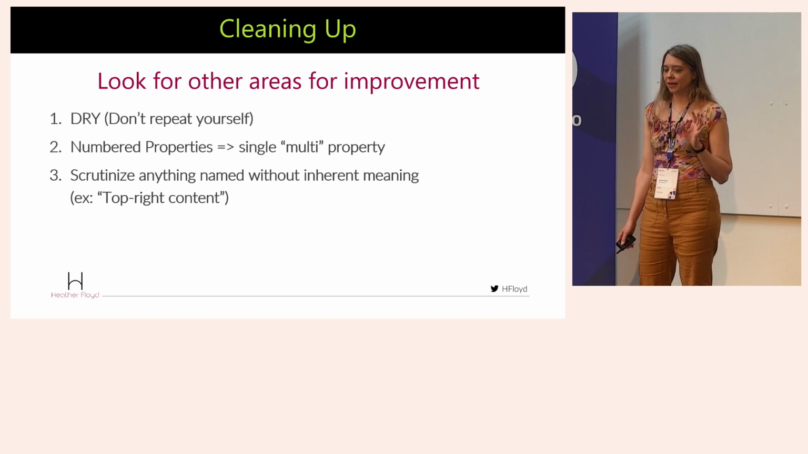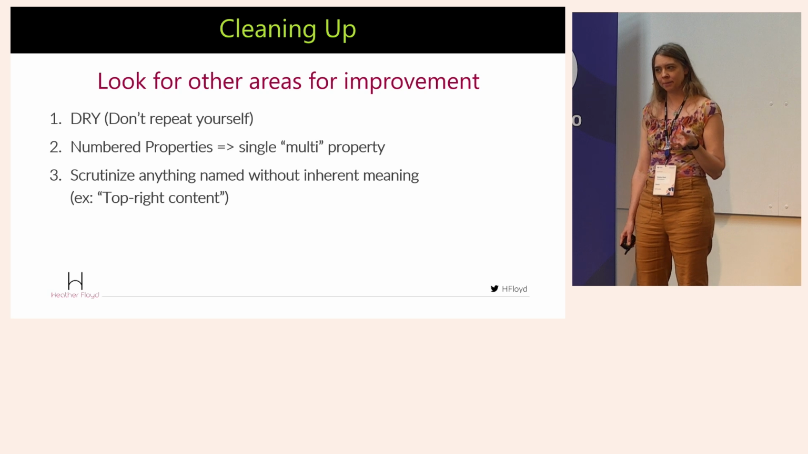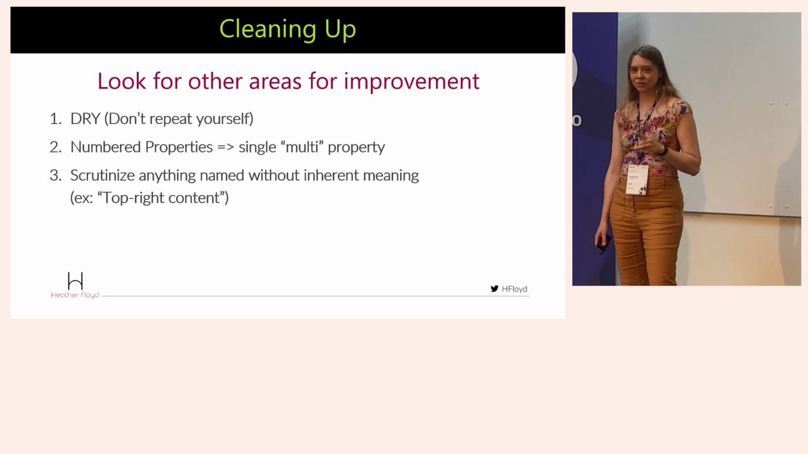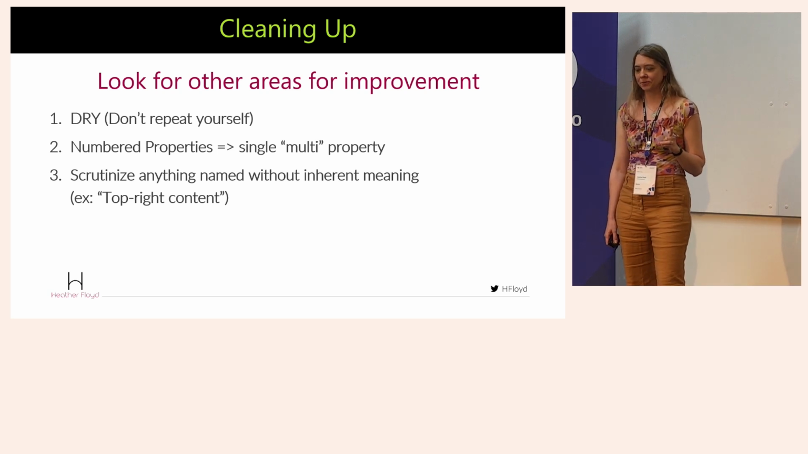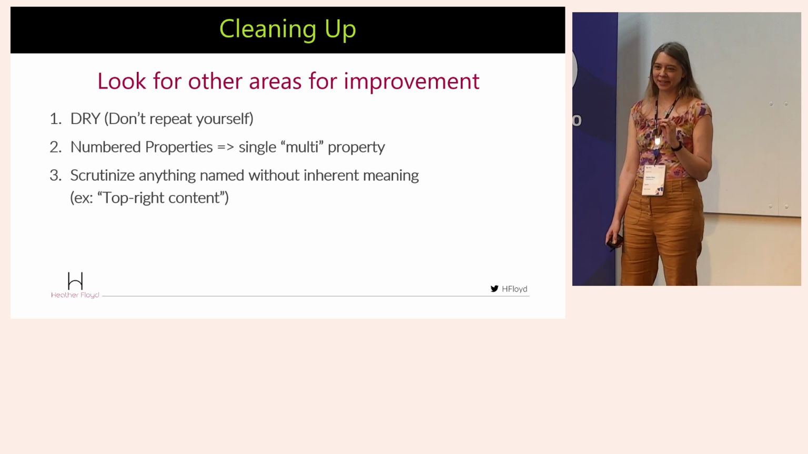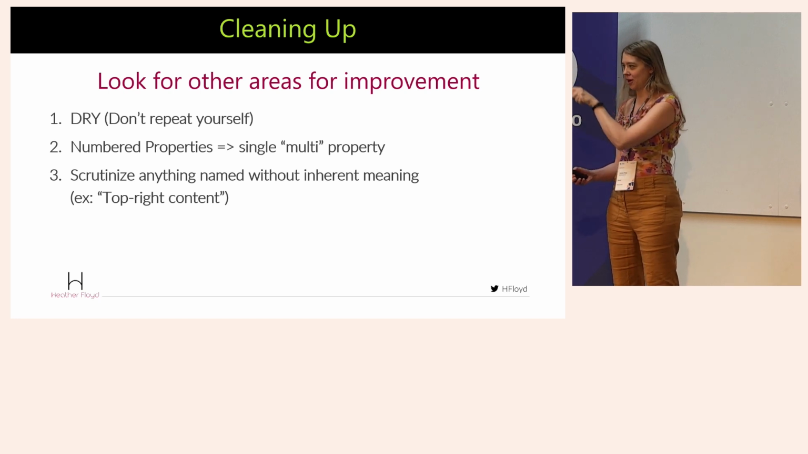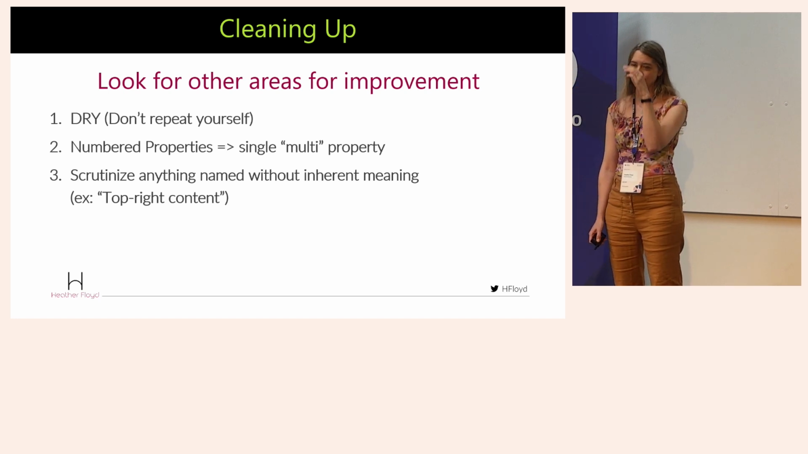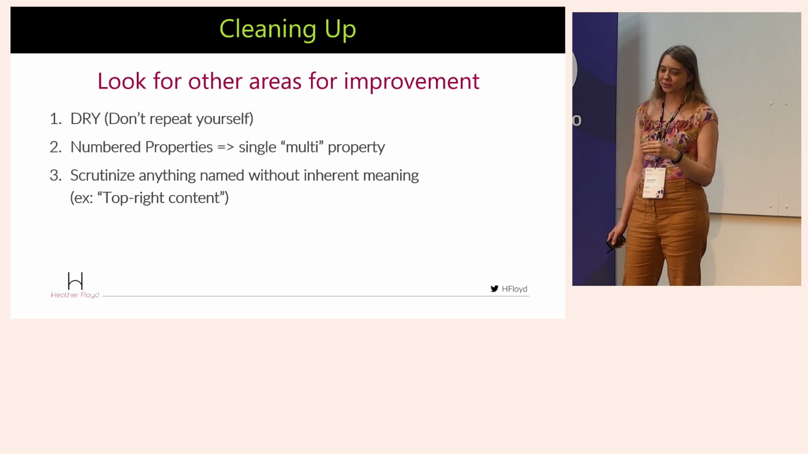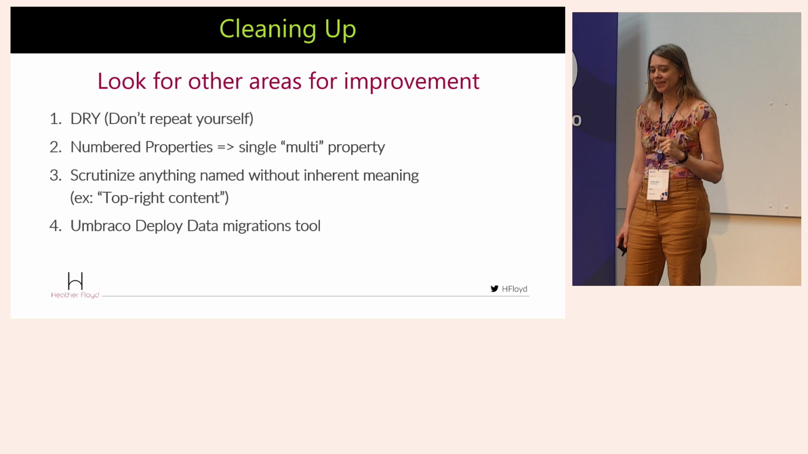Also, anytime you see something with a vaguely design-oriented name, take a close look at that and decide if that's necessary. So top right content, bottom left blurb. You can tell that somebody literally took their design and drew little boxes around all the content and made a property for each one, and they're all RTEs. So as much as possible, try to get away from that.